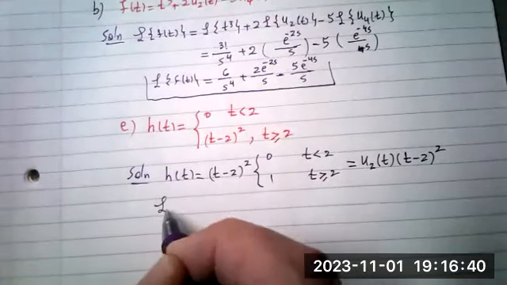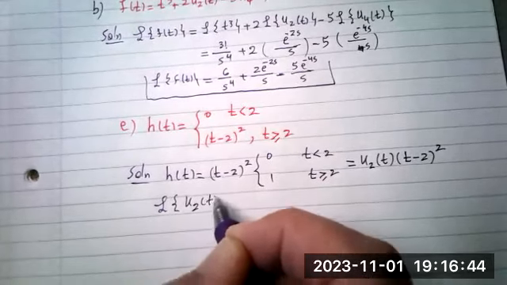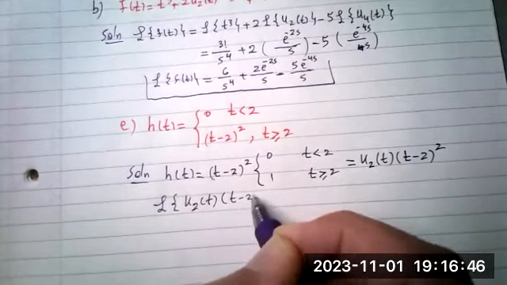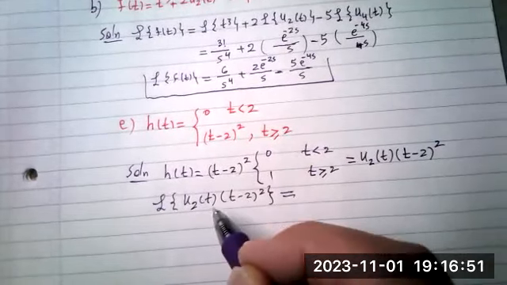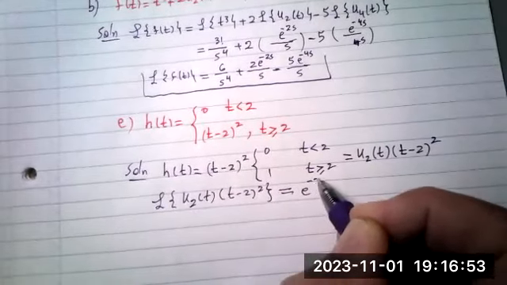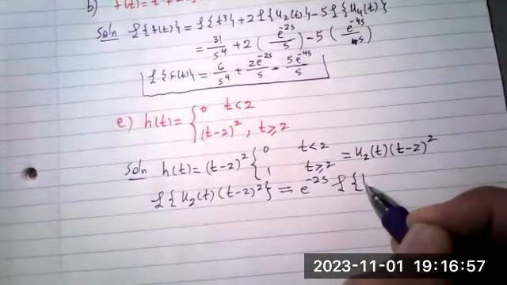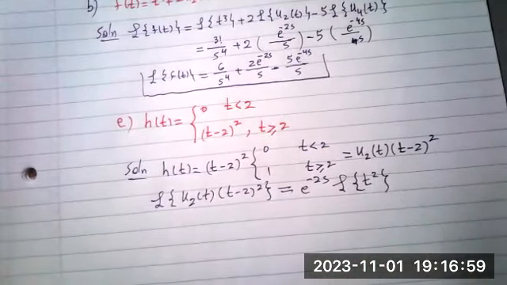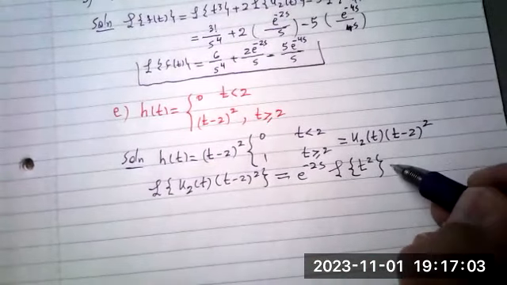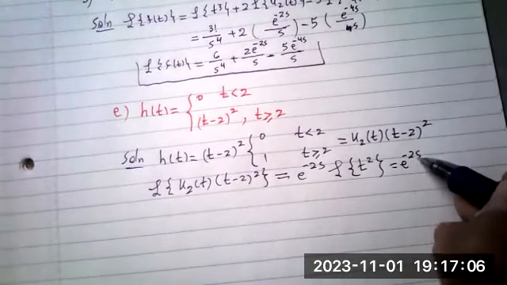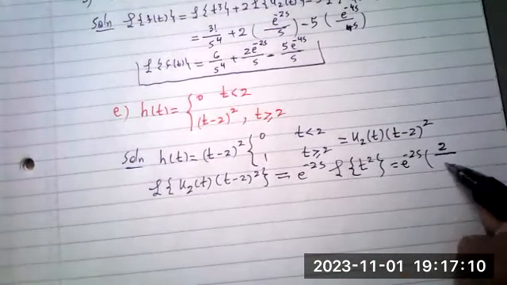Okay, so the Laplace of u2(t) times t minus 2 squared is equal to, because of the u2(t), just e to the negative 2s, as I just explained, times the Laplace of t squared, your function f of t. What is the Laplace of t squared? 2 factorial over s cubed.